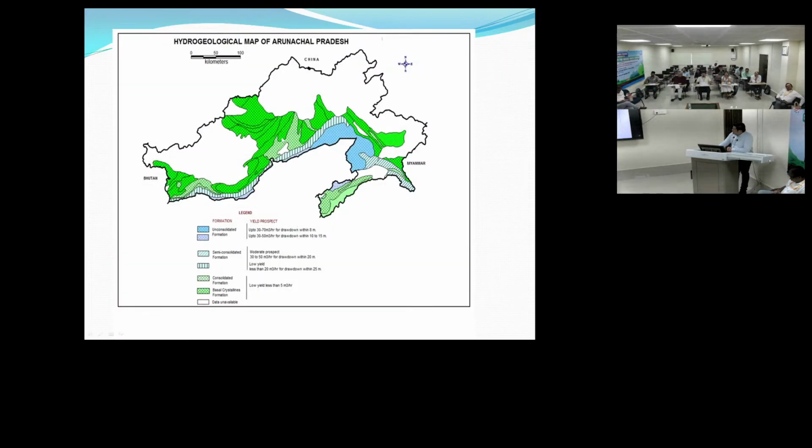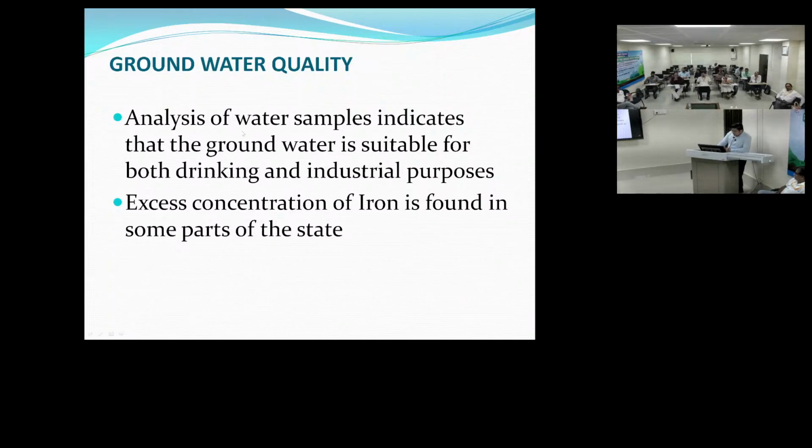This is a hydrogeological map of Arunachal Pradesh. As you can see, near the Assam border these are unconsolidated formations, and mostly the rest are crystalline, consolidated formations. The rest of the portions are consolidated formations. The groundwater quality is suitable for both drinking and industrial purposes.